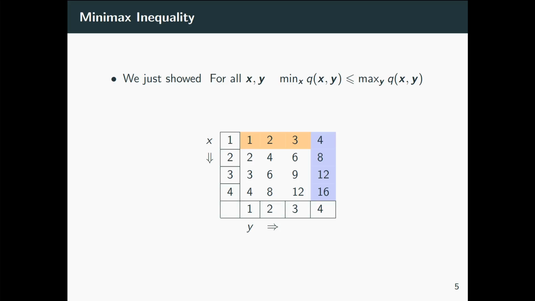So we've been able to, with the help of a trivial example, show this identity, and now we'll be making use of this identity to go ahead and prove the minimax inequality.